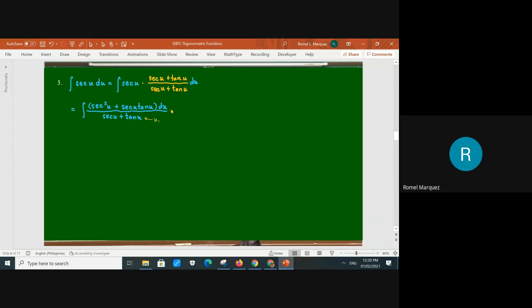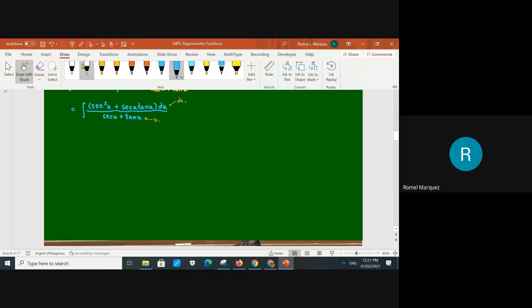So, what's its du, guys? What's the derivative of secant? Secant tangent. What's the derivative of tangent? Secant squared u. So therefore, this is the du, no? The derivative times du is our du, which is the differential of the denominator.